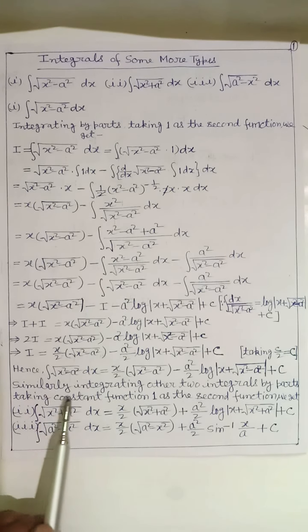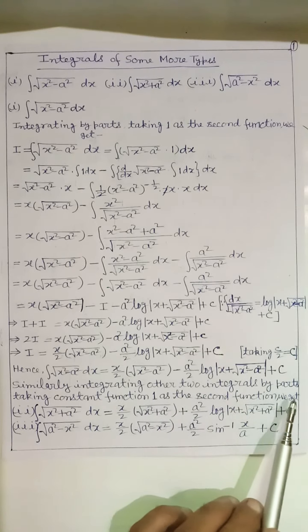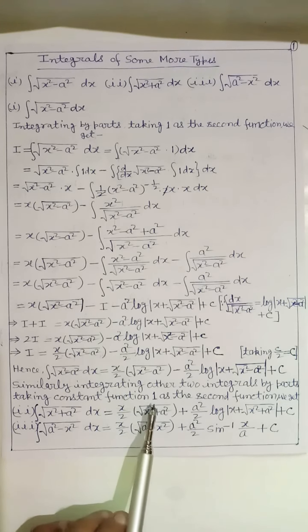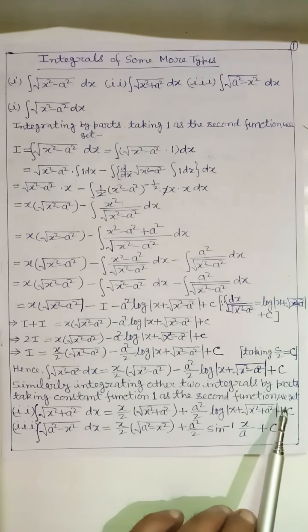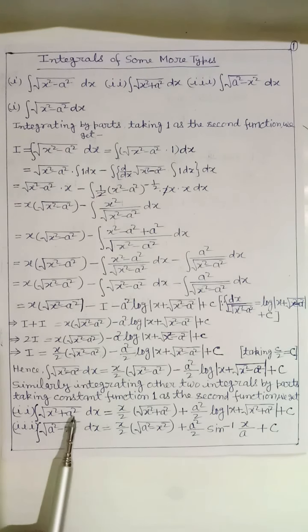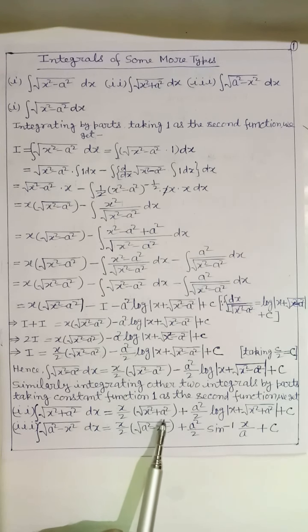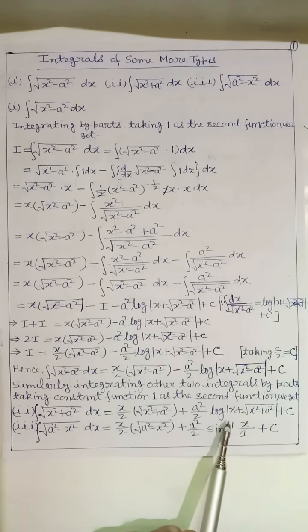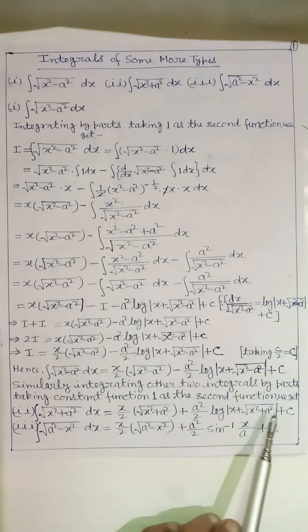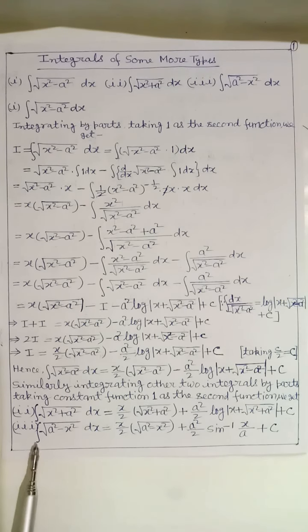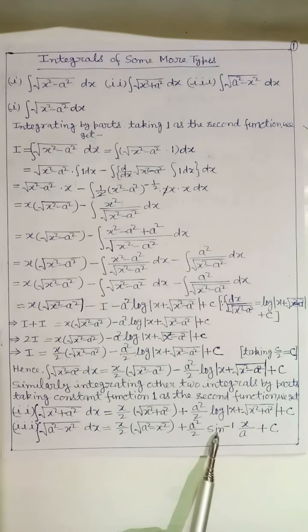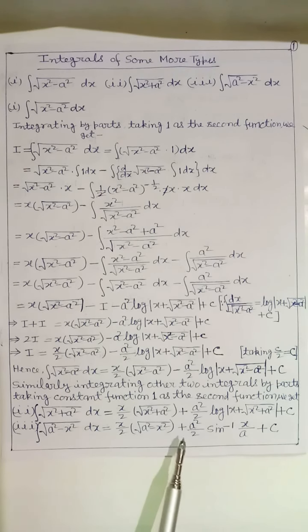Dear students, similarly, integrating the other two integrals by parts, taking constant function 1 as the second function, we get integral of square root of x square plus a square dx is equal to x by 2 into square root of x square plus a square plus a square by 2 log mod of x plus square root of x square plus a square plus c, and integral of square root of a square minus x square dx equals x by 2 into square root of a square minus x square plus a square by 2 sin inverse x by a plus c.